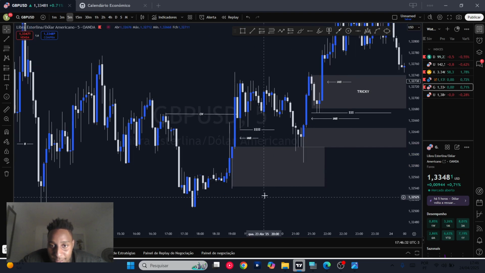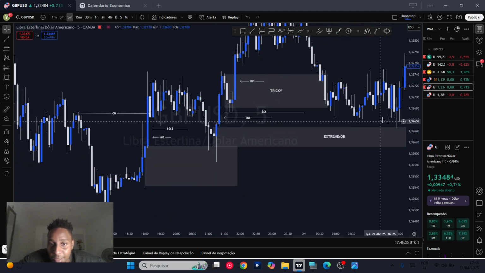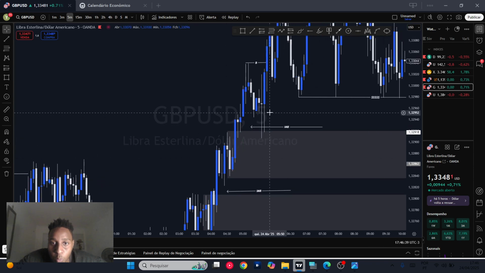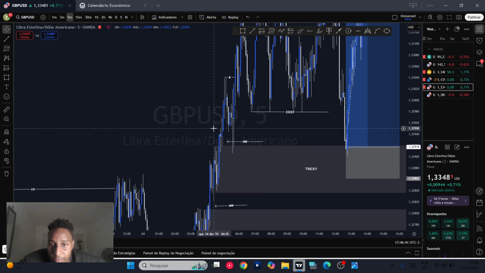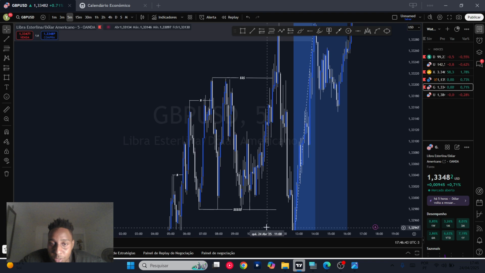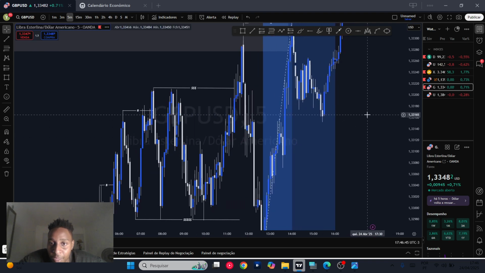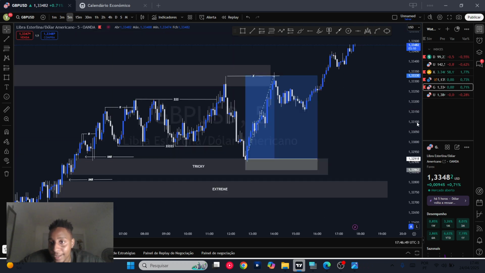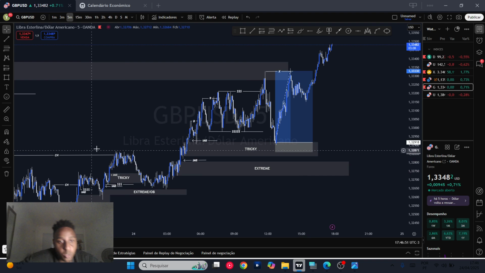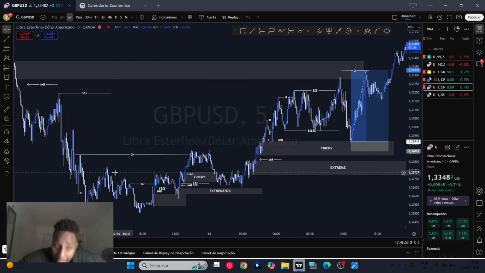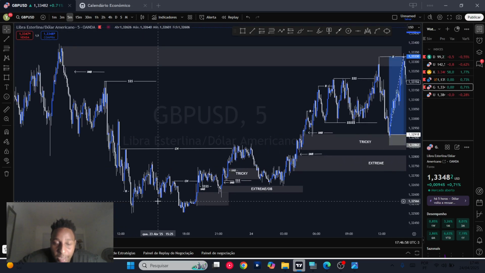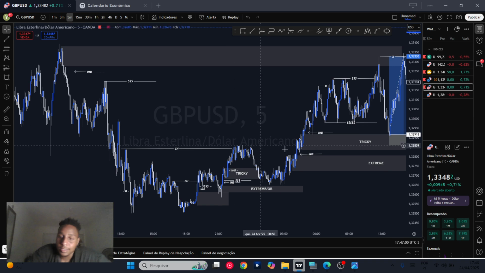So price went up in the first demand, went up in the second extreme order block, went up in the third, basically third tricky zone in the 15-minute time frame, and price is still surfing the movement to the buy side, guys. So does it work? Yes, it works. It just needs you to practice this strategy and know how to notice these setups.